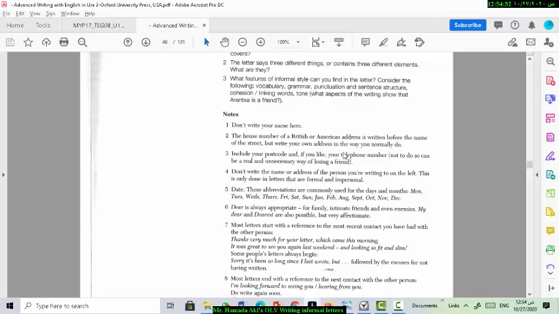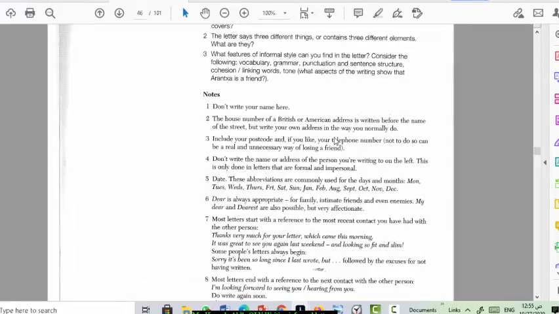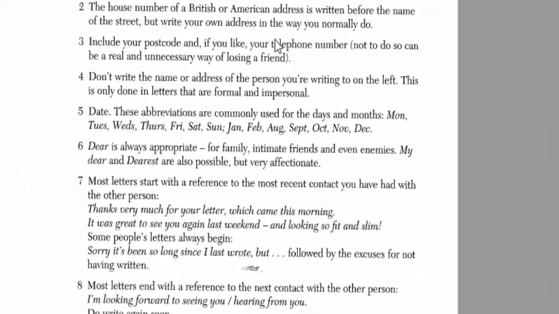Don't write the name or address of the person you're writing to on the left. It should be on the right. For the date, you have to use these abbreviations: Tues for Tuesday, Weds for Wednesday, and Thurs for Thursday, and so on, about the days and months. The word dear is always appropriate, but are there any other alternatives? Of course, you can say dear or dearest, which is much more affectionate.